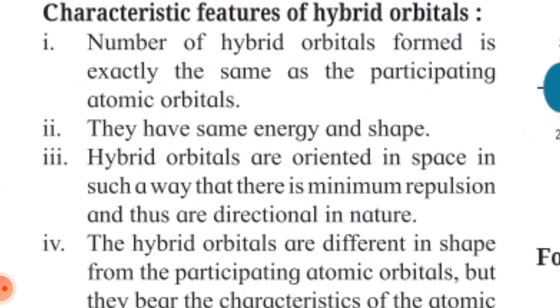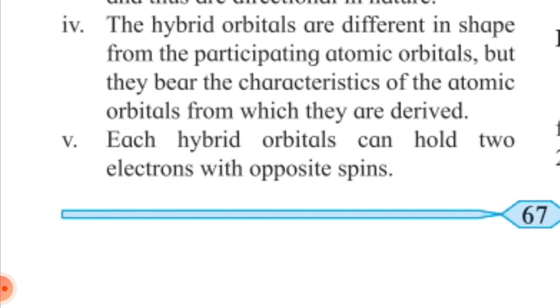Characteristic features of hybrid orbitals. First, the number of hybrid orbitals formed is exactly the same as the number of participating atomic orbitals. Second, they have the same energy and shape. Third, hybrid orbitals are oriented in space in such a way that there is maximum repulsion, and thus are directional in nature. Fourth, the hybrid orbitals are different in shape from the participating atomic orbitals, but they bear the characteristics of the atomic orbitals from which they are derived. Fifth, each hybrid orbital can hold two electrons with opposite spin.